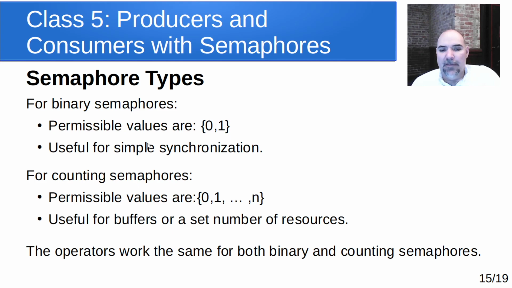And notice that other than the difference in possible values, that's it. The operators work the same for both binary and counting semaphores. So really, all semaphores could be thought of as counting semaphores, where a binary semaphore is one that only counts up to 1. But they work the same way.